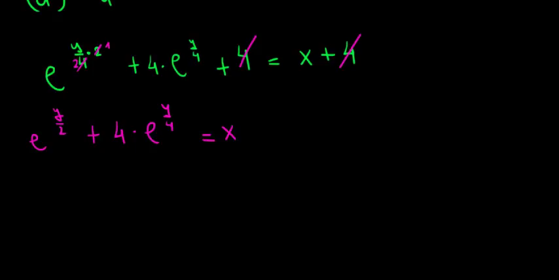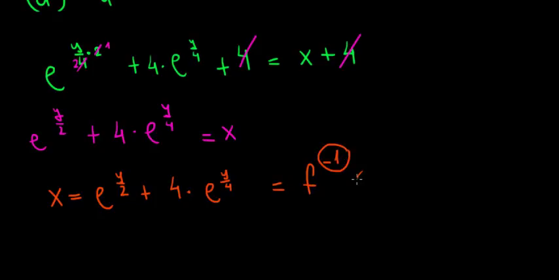That's what we wanted. We wanted to write x in terms of y. So let's write it again. x equals e to the power y over 2 plus 4 times e to the power y over 4. And we usually note the inverse as f to the power minus 1 of y. This is not to the power minus 1, but it looks like it. So that's how we call the inverse. It's a function of x, literally in terms of y. And we are done.